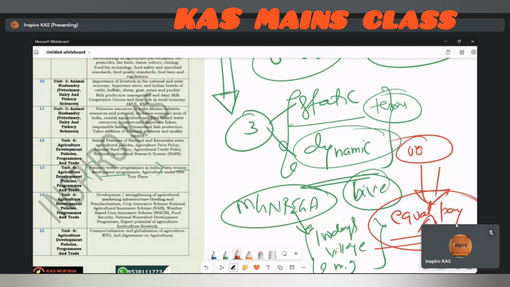MGNREGA has brought in that equal pay for equal work, thereby changing the mindset of the people in the village area and empowering women to demand equal pay for equal work. So this kind of thinking will make your answer stand apart, thereby you will get extra marks, pushing your score to the higher bracket, thereby making your selection easier.